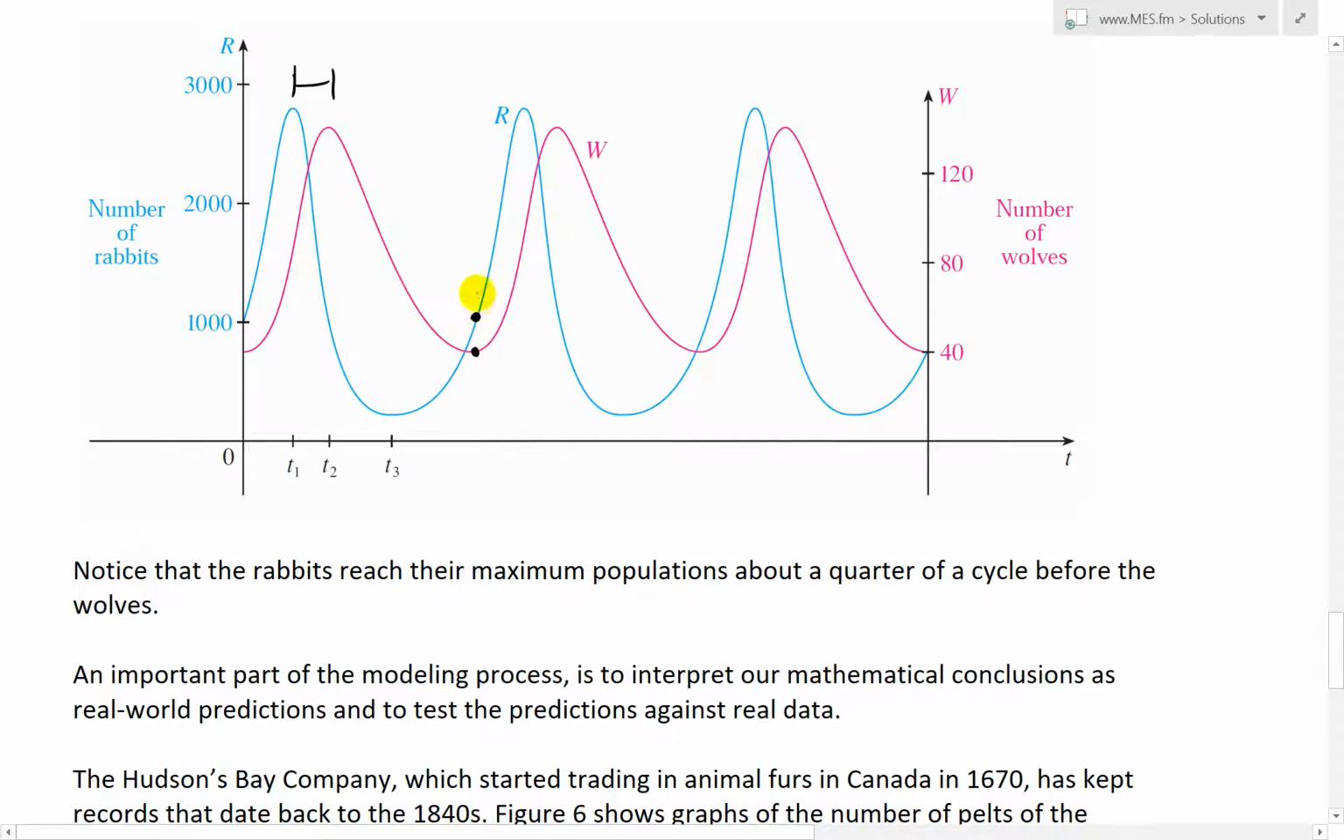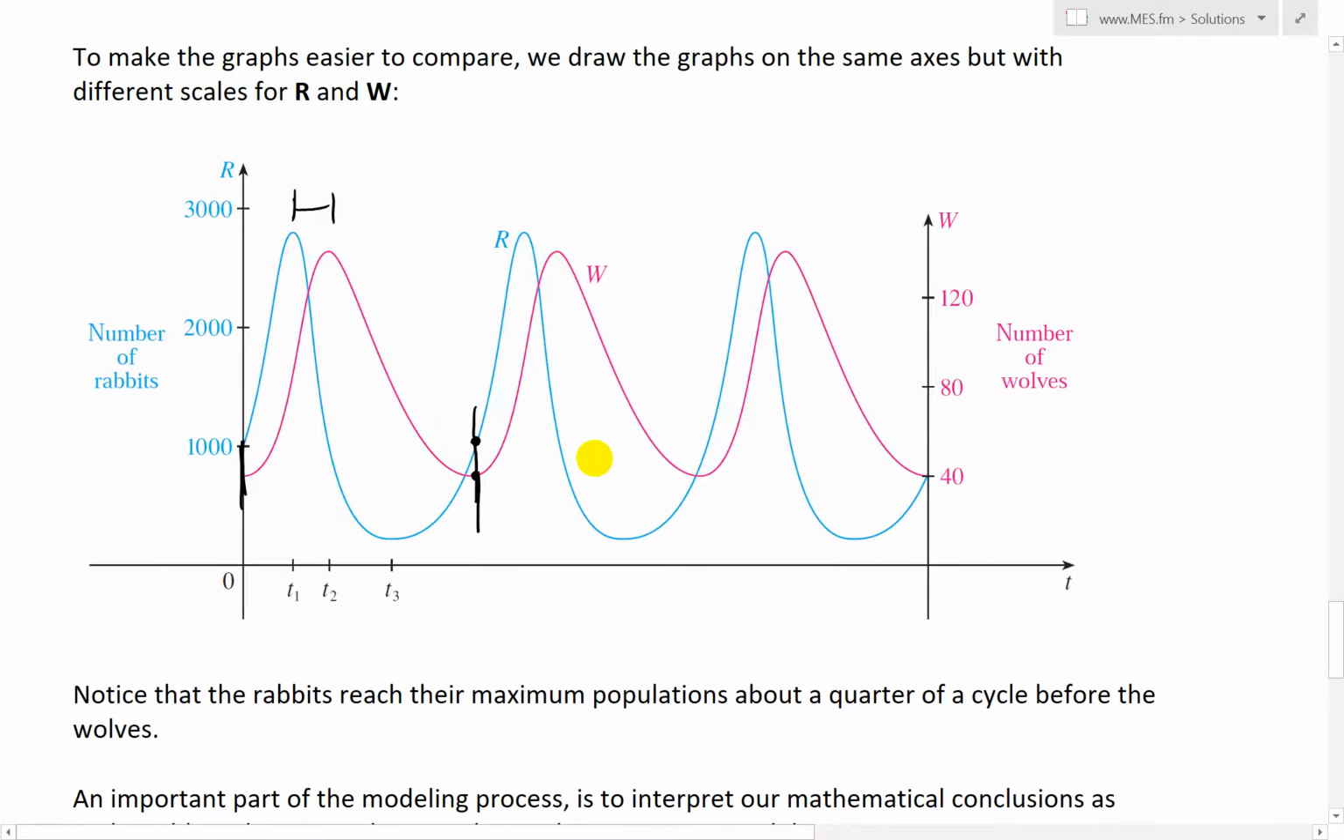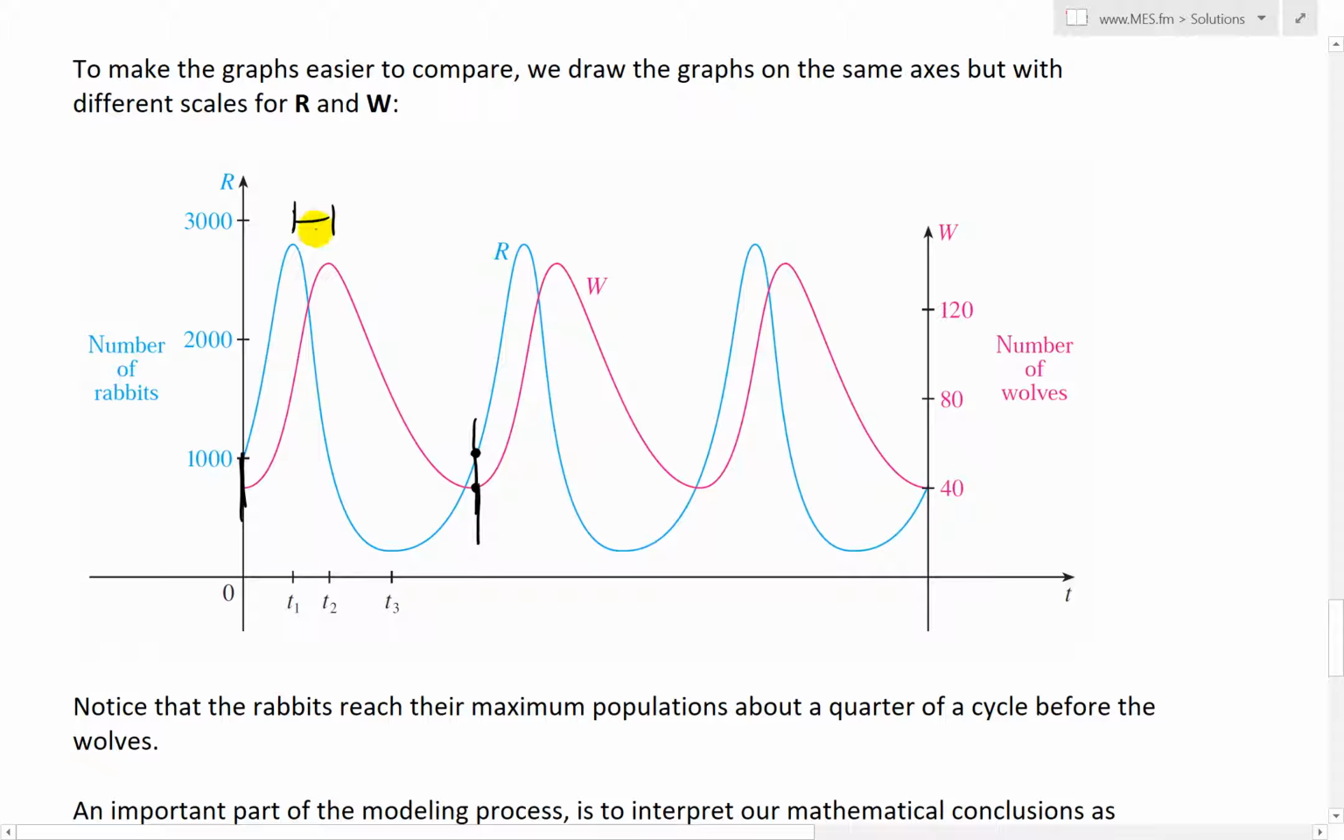So after this is when the cycle repeats. We could say a full cycle is from here to here, from here to here. And as you can see, whenever there's a high rabbit population, then about a quarter of a cycle later, there's a maximum wolf population, and then everything starts going down.